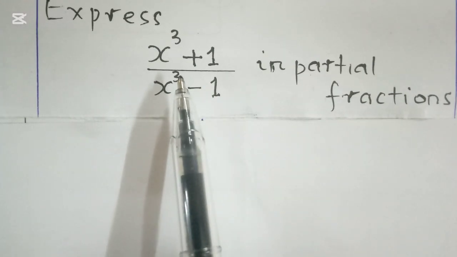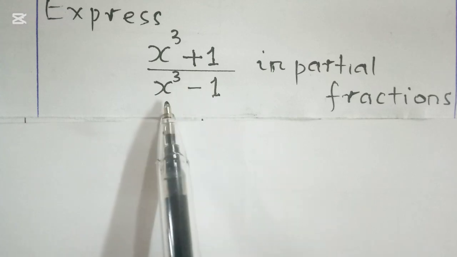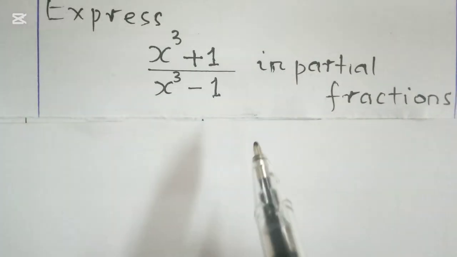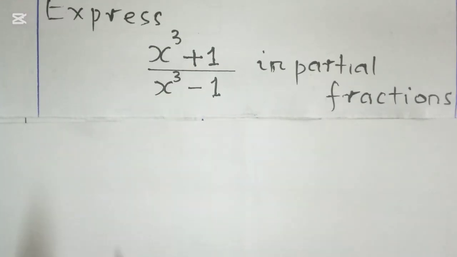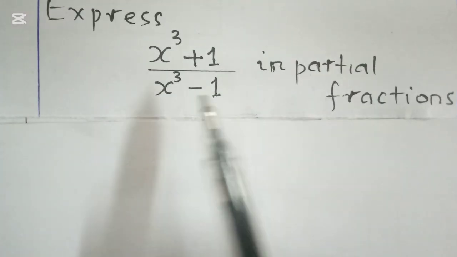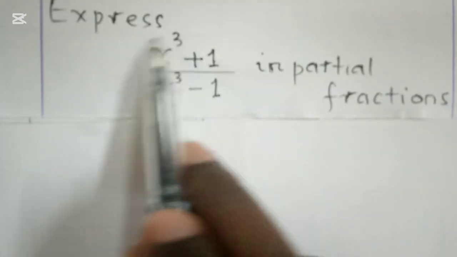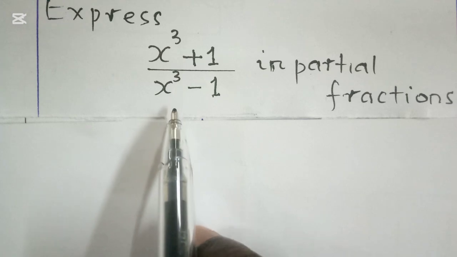Guys, let me read the question. Express (x cubed plus 1) over (x cubed minus 1) in partial fractions. The first thing we are going to do is to divide. Maybe I can give an example because, as you can see, the numerator is more than the denominator.